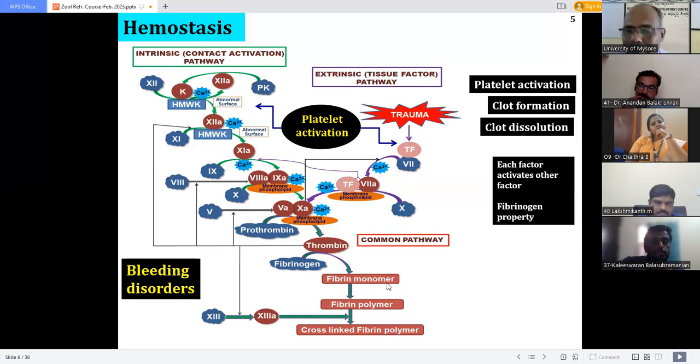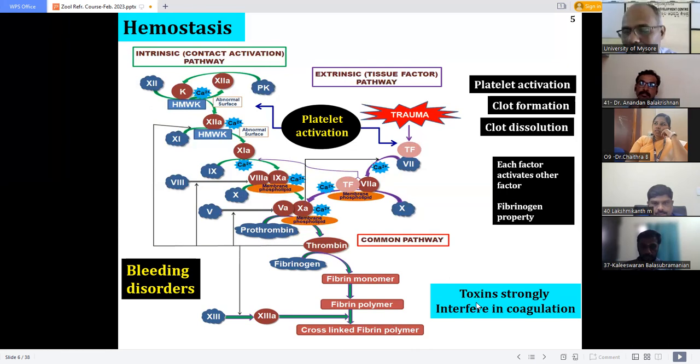So here, the efficiency of the final clot formation obviously depends on the efficient functioning of all the clotting factors. If there is an impairment in any of the clotting factors, it results in impaired clot formation, resulting in bleeding disorders. In bleeding disorders, any of the factors does not perform properly, so you don't end up in the formation of the right clot. So it leads to bleeding disorders.